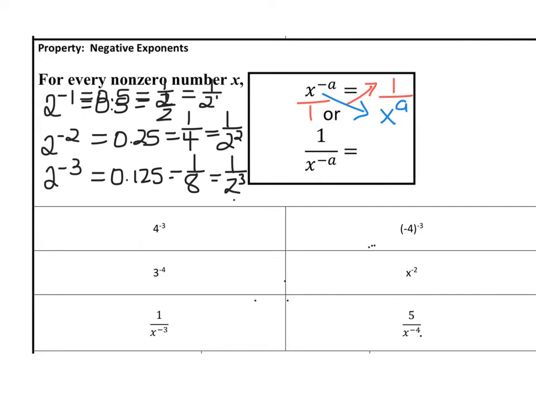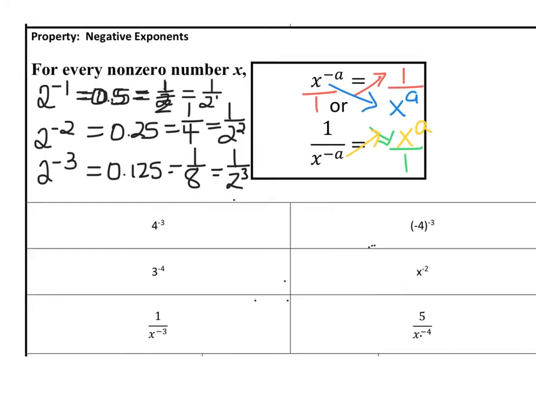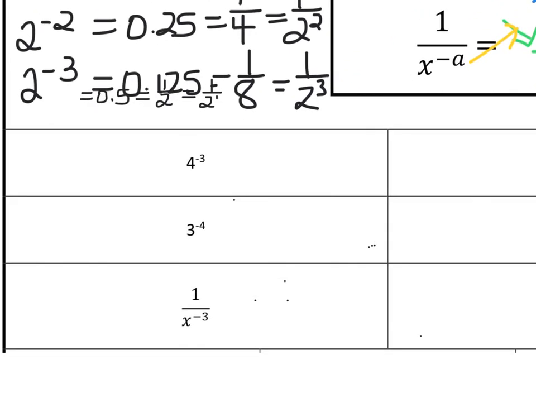Now what happens if the negative number's on the bottom? Well, I do the same thing. I flip it. The 1 goes on the bottom, the base goes on the top, and the exponent becomes positive. So let's do the next 6 examples together, and this is one of those things where it's difficult to understand, but once you get the hang of it, it's fairly easy.